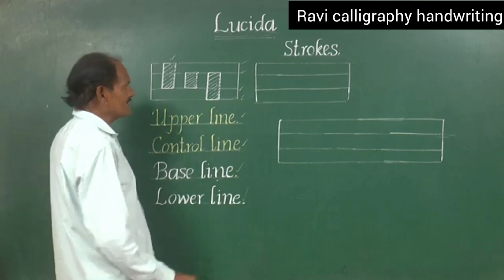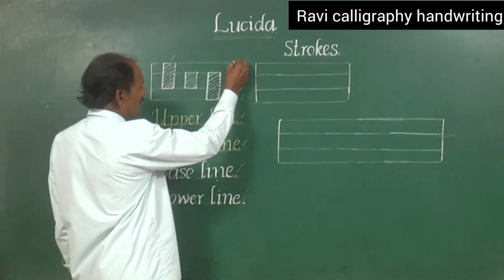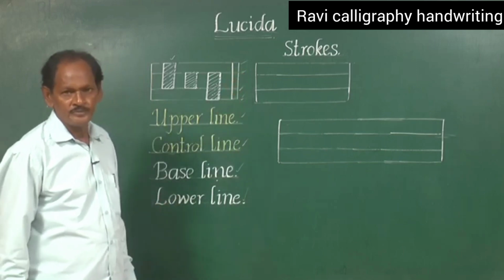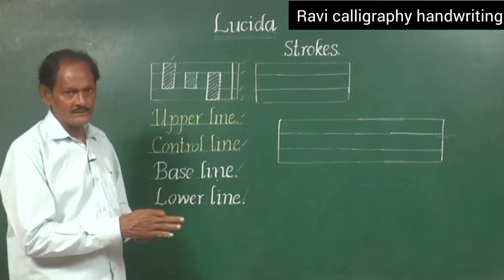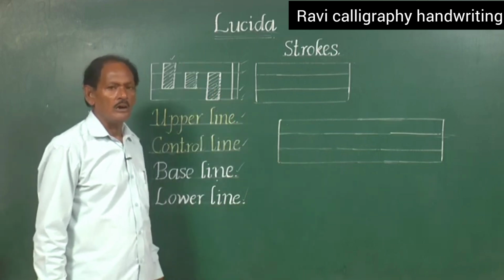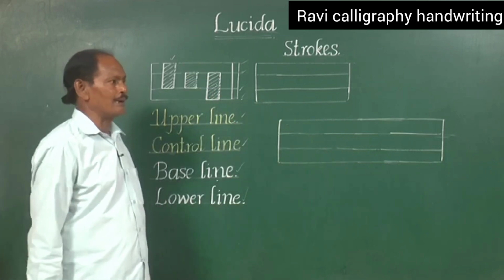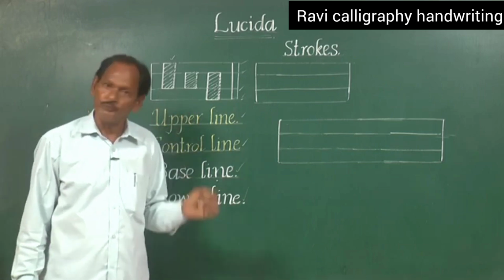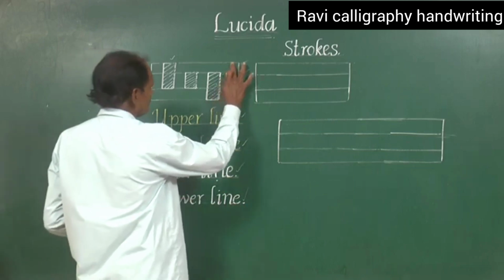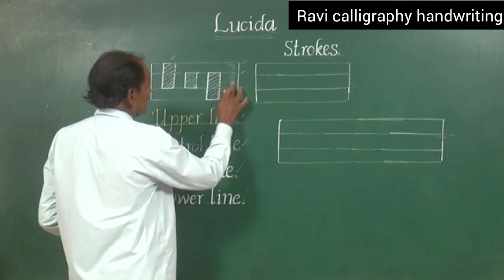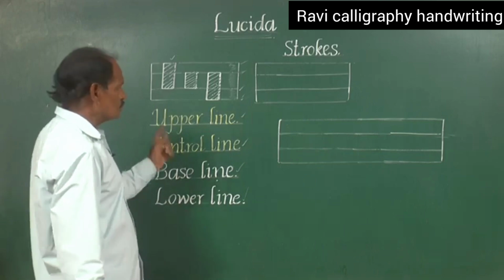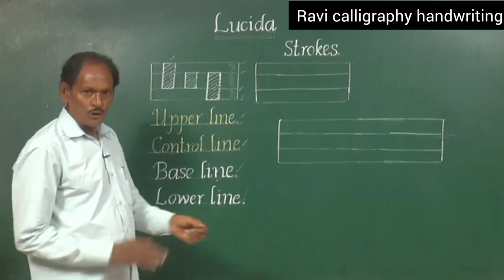But some letters are written among all the 4 lines. It means among all the 3 zones. So those letters which cover all the 3 zones, or all 4 lines, are known as the mixed zone letters or free zone letters. F is such a letter. Okay, I will write that letter later. Now, the upper zone letters, zone-wise.